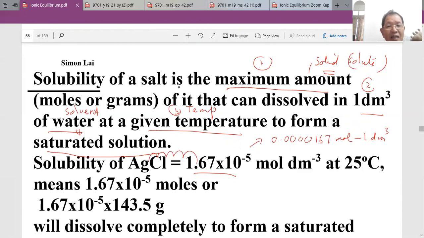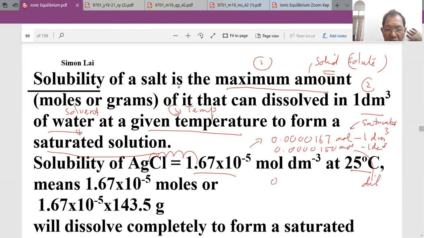If you have less than this, let's say you got 0.0, this will form at 25 degrees, it will form a saturated solution. So if you put less than this, 0.000150 moles, this is called a dilute solution. Okay, this is a dilute solution. This is saturated, this one is dilute. That means it can dissolve some more.